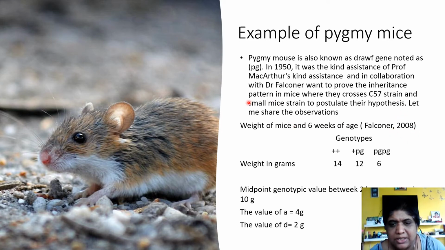When they did a breeding experiment, they found that after the cross, the weight of mice at 6 weeks of age was different across three genotypes. If the mice had PG, it was 6 grams, but if it doesn't have it, it's 14 grams. So if you look at the mean genotypic value between the two homozygotes, 14 plus 6 divided by 2 is 10 grams. From here you will know that the value of A is 4 grams, and from the results here you will know the dominance value is 2 grams. That's why you will not see the results as such.